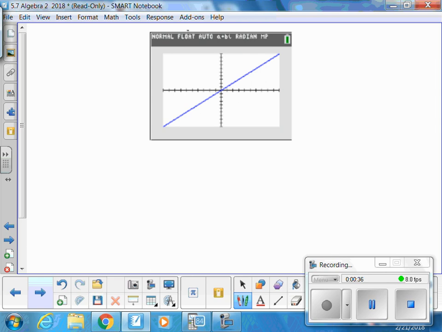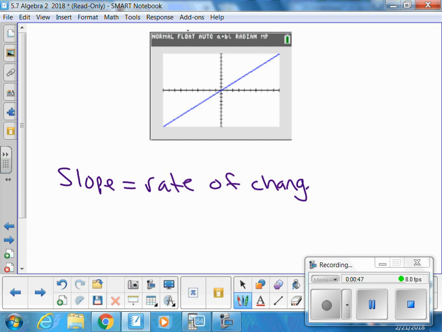All right, first things first, we're going to talk about slopes. Slopes can also be referred to as rates of change. So if you see the term rate of change, it just means slope. Now, would this particular graph have a constant rate of change throughout the entire graph, or would it change? It would be constant. It would always be positive, correct?